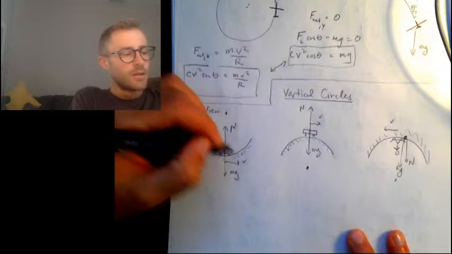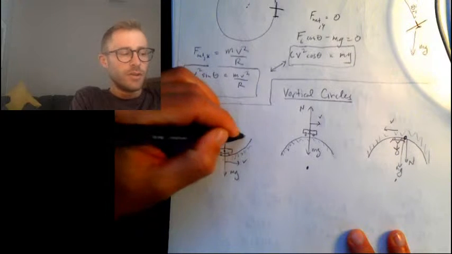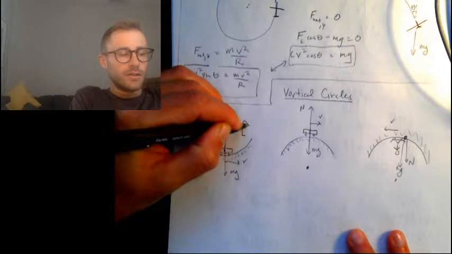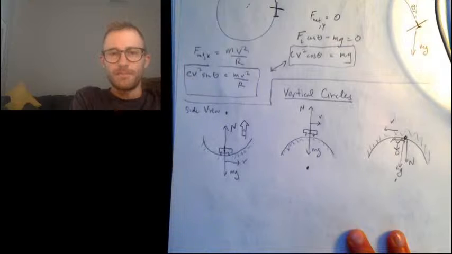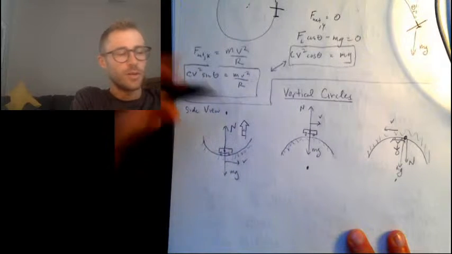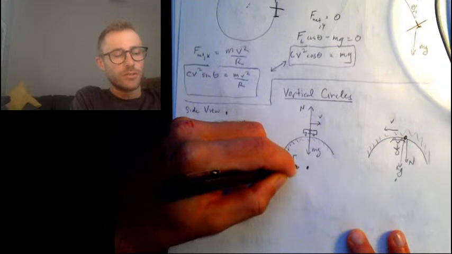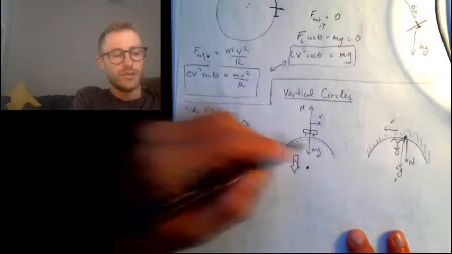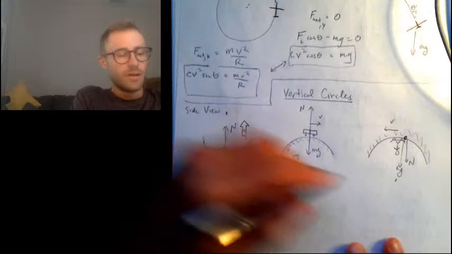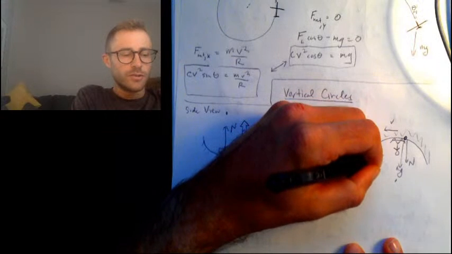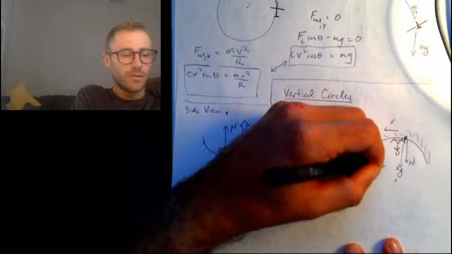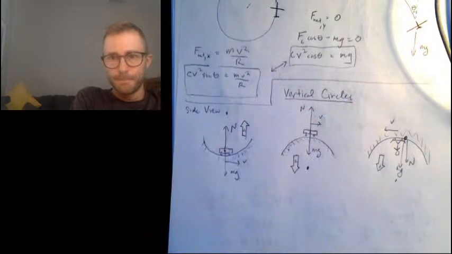And the reason that that's important is because the centripetal acceleration always points towards the center of the circle. Okay? So in this example, the acceleration points straight up because the center of the circle is above. In this example, the centripetal acceleration points straight down because the center of the circle is below. Here, it also points straight down because the center of the circle is below. Okay?